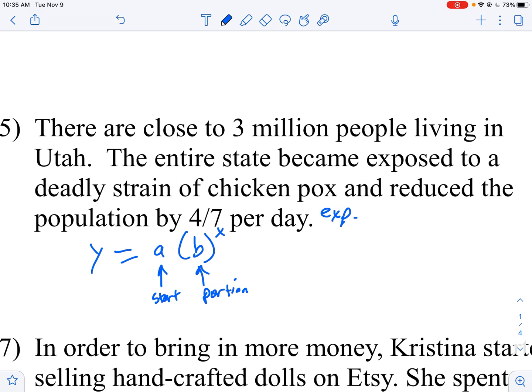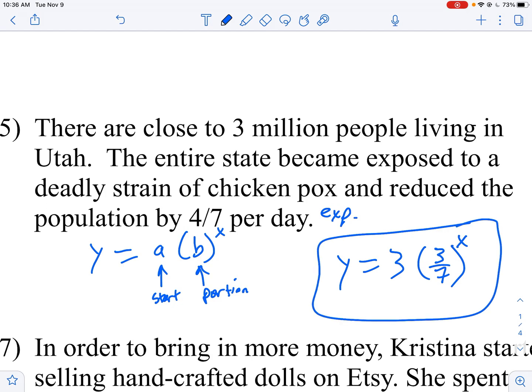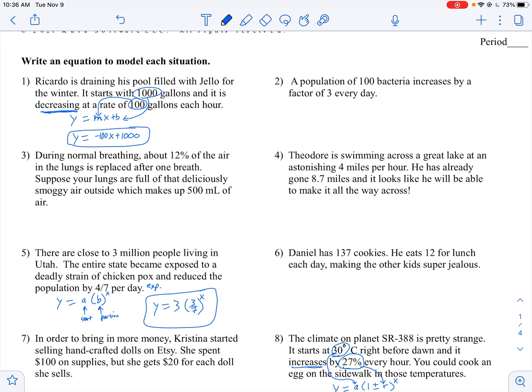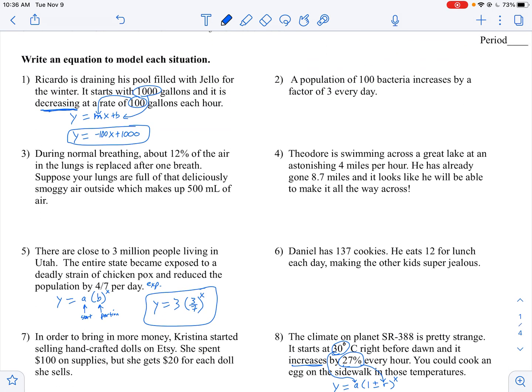So the a value here is pretty easy. It's just 3 million. You just put 3 million, or you can write all the zeros if you want. And then our b value is what portion is still there. So if we lose 4/7 of all the people each day, that's a lot of people, what portion is still left? That is 3/7. So you put 3/7 in your equation there. And remember, it has x as your exponent. And voila, we've got an exponential equation modeling this situation. Okay, and so hopefully with these 3 examples, you can work through the rest of them.